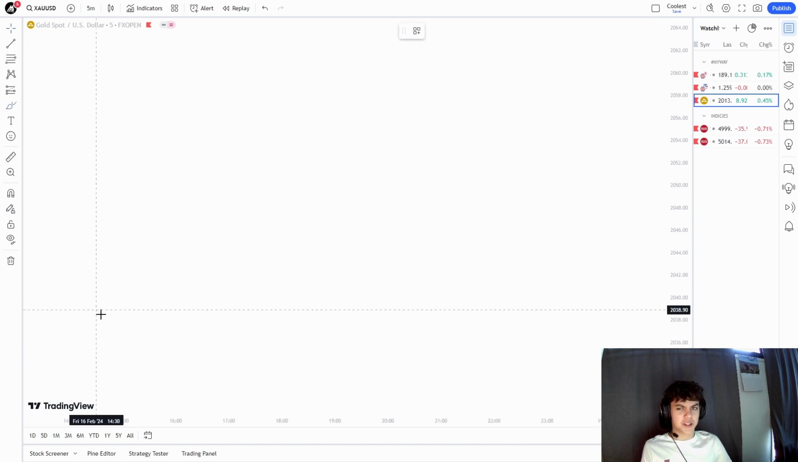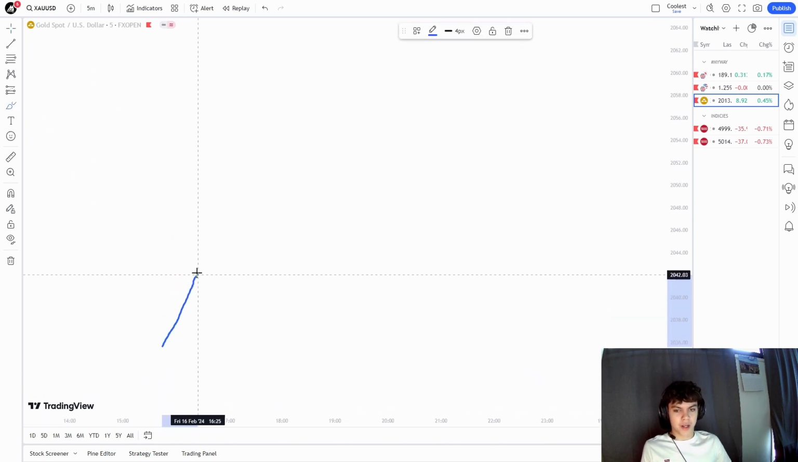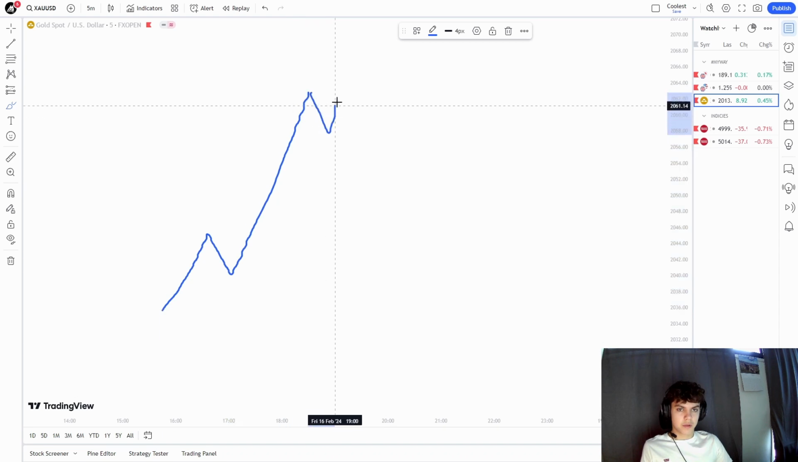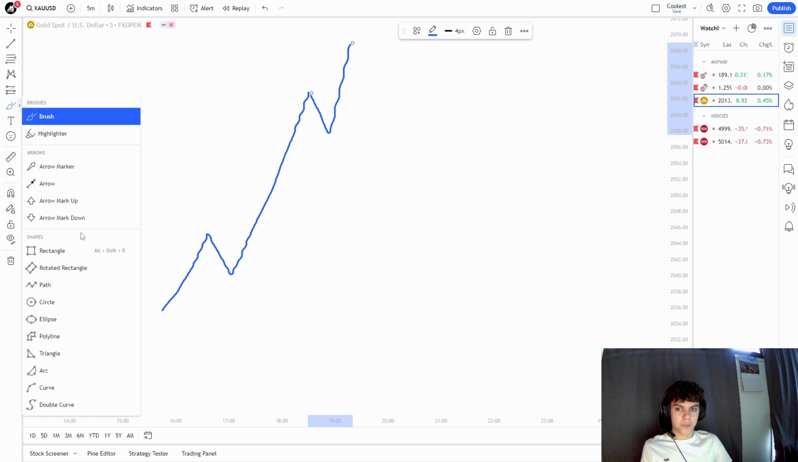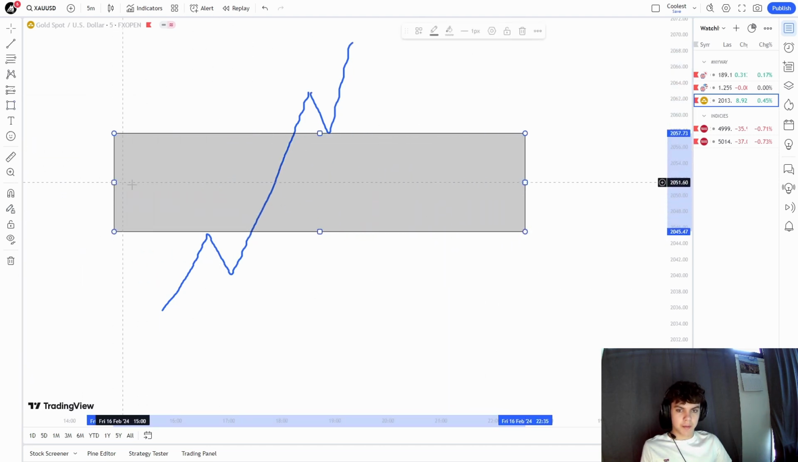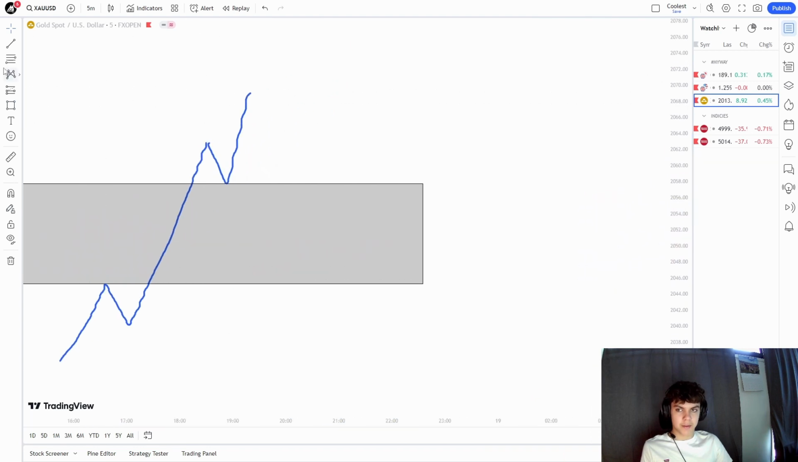Okay, let me just show you like this. Let's say we're going up, then it does a big move. Okay, big move. What does it leave here? This fair value gap. Fair value gap, aka imbalance, that needs to get filled.